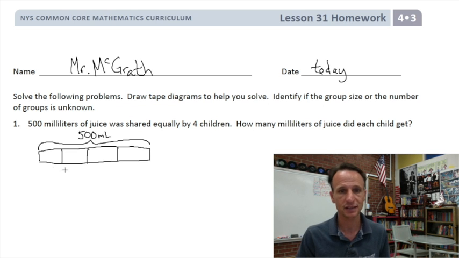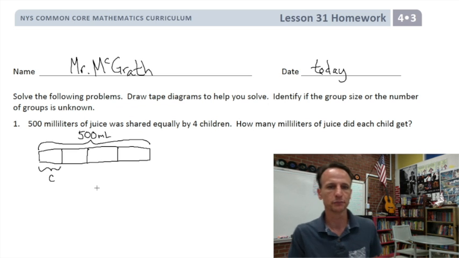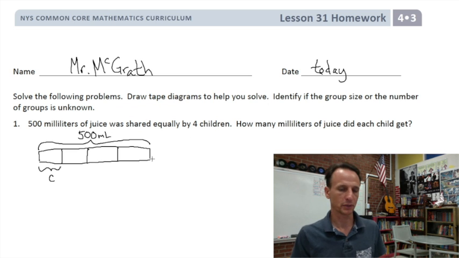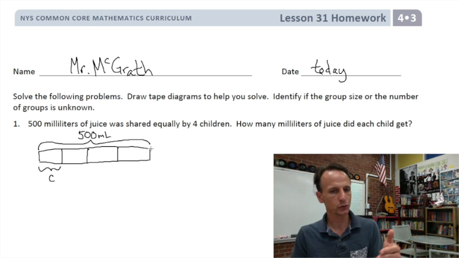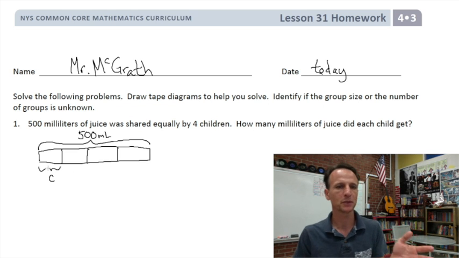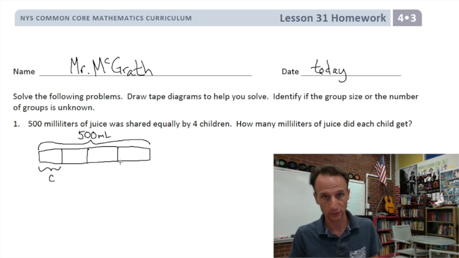So what I'm trying to solve for here is how much juice does one child get? We'll call that C for child, because it's being shared by 4 children. And so there's my tape diagram. Am I trying to figure out the number of groups? Well, by groups we mean, how many partitions are here? How many divisions? Well, I have 4 partitions, right? I have 4 parts to this. So I know how many groups. There's 4. There's 4 children here I'm sharing it with. So the size of the group is what I'm trying to find.